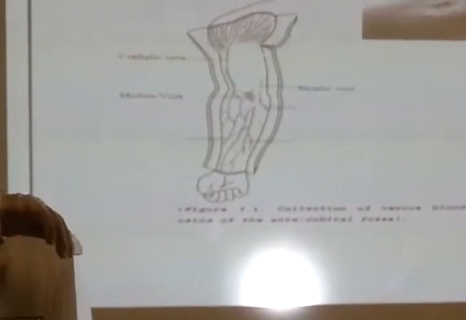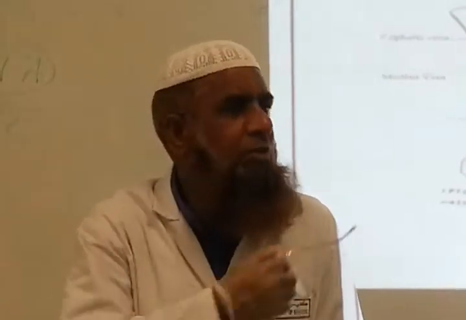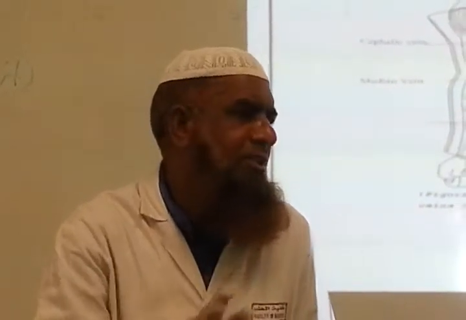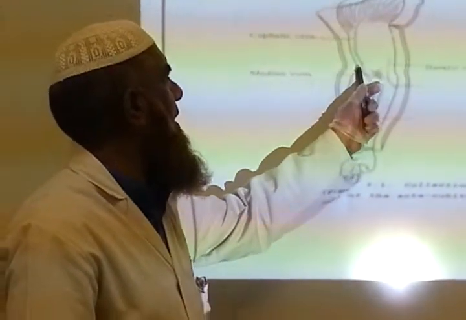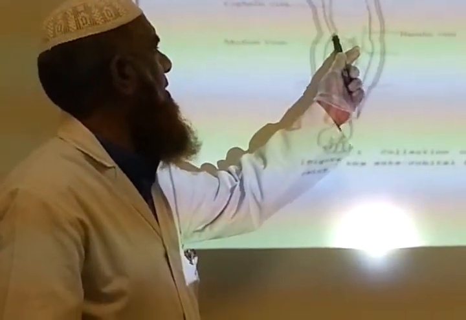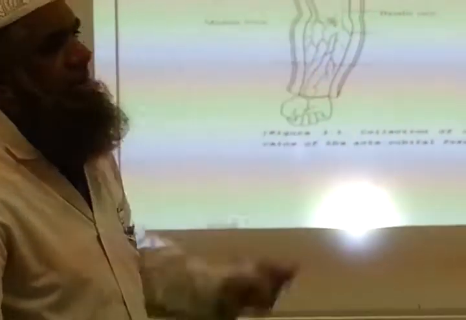Not specifically any one. Mainly it is the median cubital in most of the people, so we can use this, but it is not necessary. Any one of these 3 which is more prominent, more clear, you can prick. You should know the direction of the vein, where you will prick and how you will go. Needle will go like this.